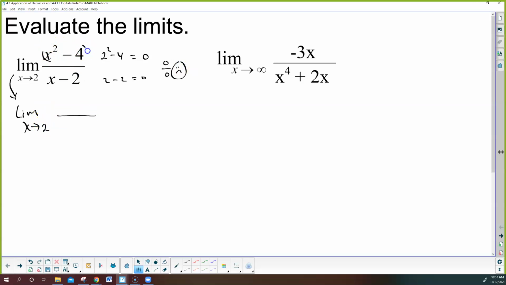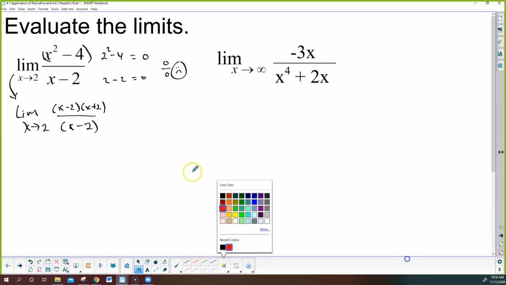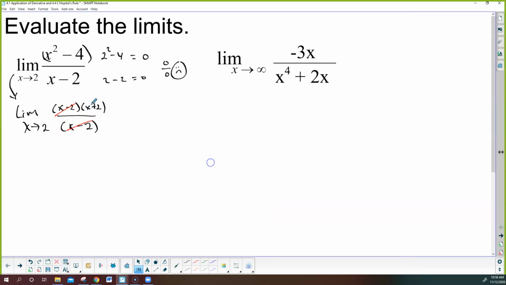What if I take the top part and I factor it? I get x minus 2, x plus 2, and then the bottom stays, but then you notice that you have a common factor of x minus 2, top and bottom. So my new limit is actually just the limit as x goes to 2 of x plus 2. Well, now I can do substitution. I can plug 2 in, and I can evaluate the limit. I get the answer of 4.